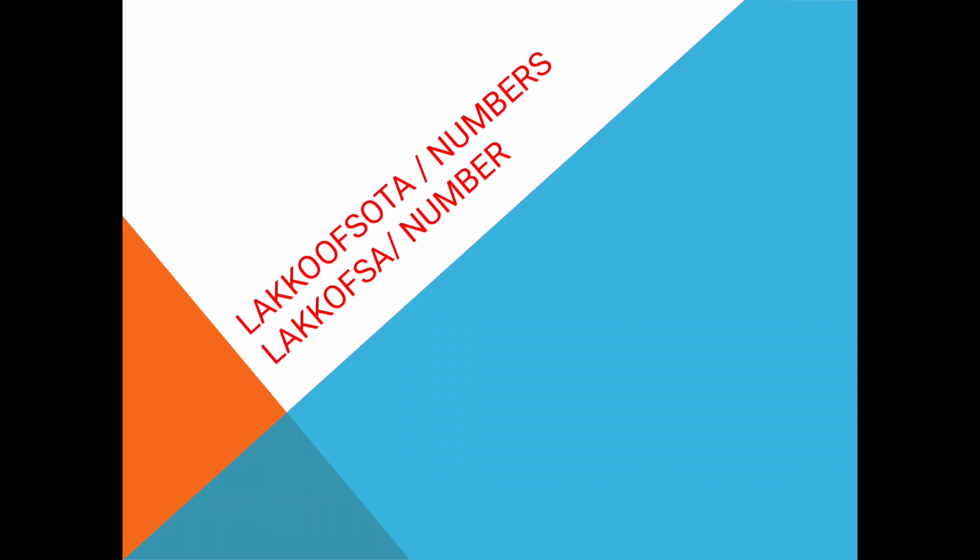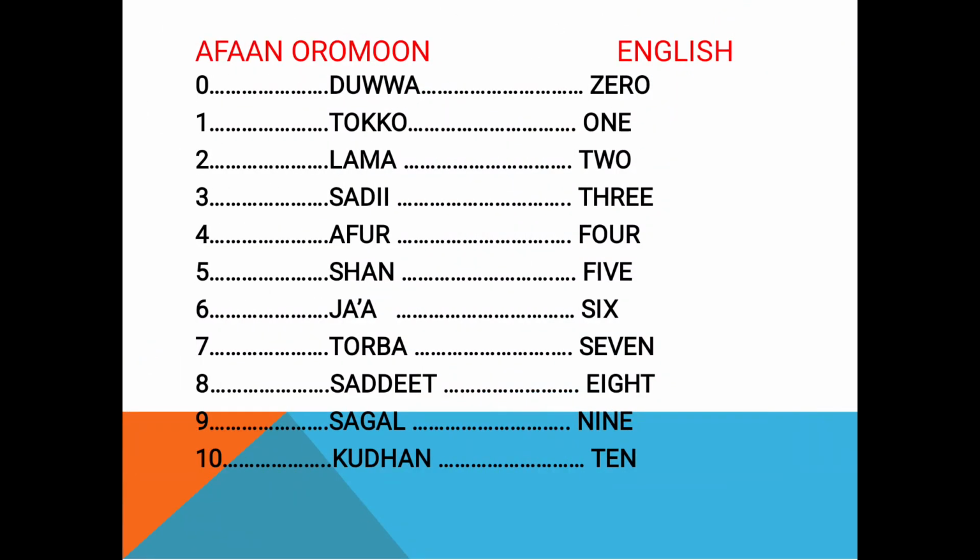Lakofsa to mean number. Here I have around 100 numbers, starting from 0 to 100 and above. So I will show you how we pronounce them in Afaan Oromoo. You know them in English and in Amharic, but I think the Afaan Oromoo one is new for you, so you can practice with me. Come on now. Okay, let's begin.